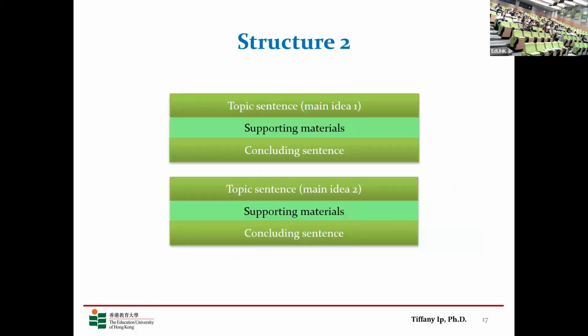And then structure 2, right, is like missing the beginning and the end. You're just throwing out your ideas. It's like in a conversation, like someone asks you what you think, and then you instantly talk about the first point and the second point. Okay, so you don't really have a nice wrap up.